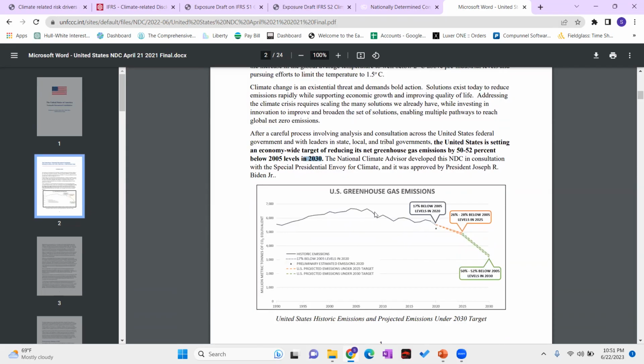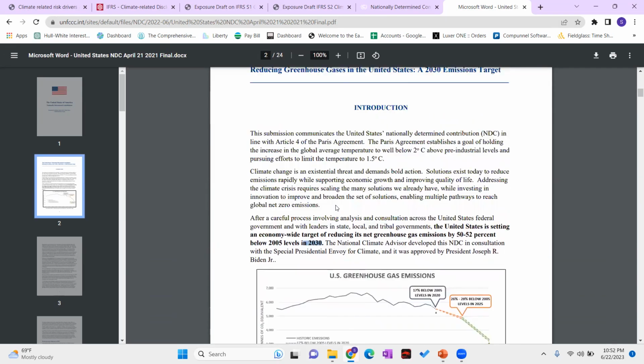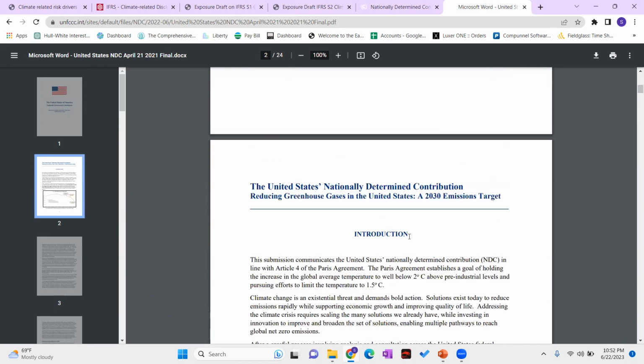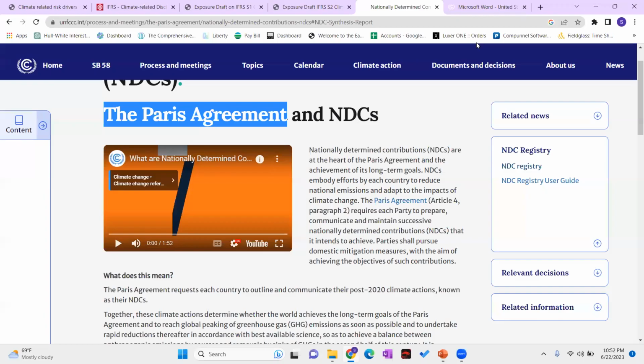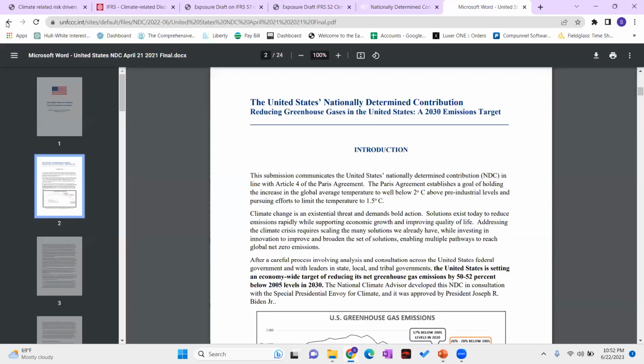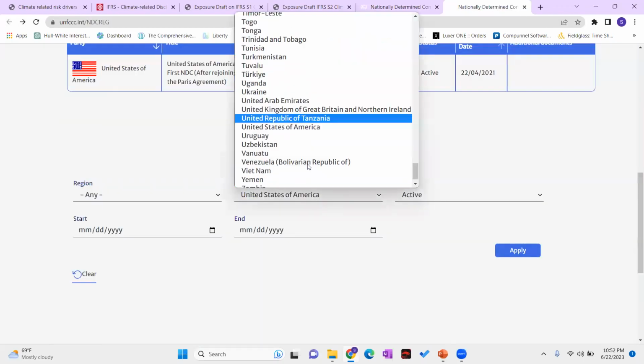So this is the historical path that United States has taken from 1990, right? And this is the projection. All right, that's the statement coming from Joe Biden. Then let's go back to India.